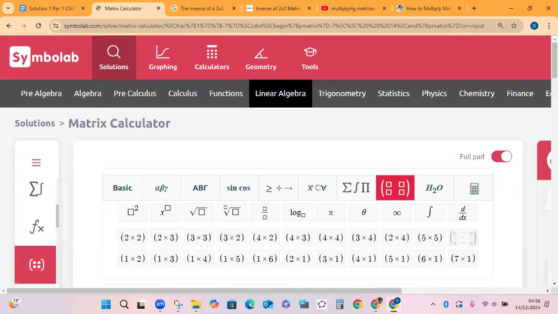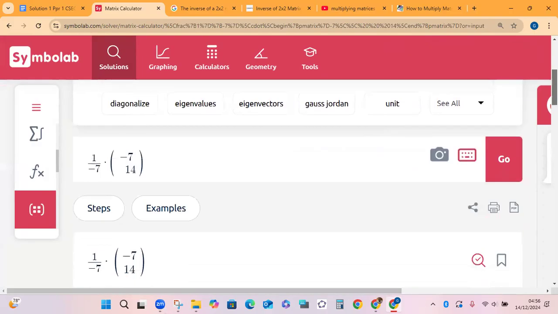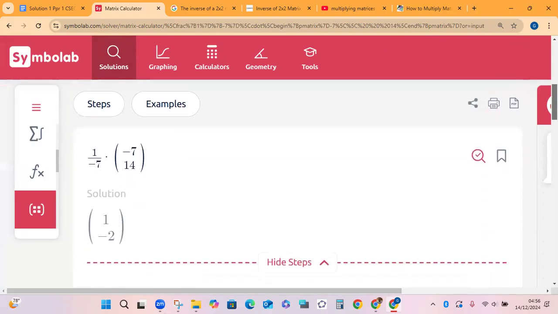Symbolab has done it for us, and the answer is 1 over negative 2. So that means x is equal to 1, and y is equal to negative 2.